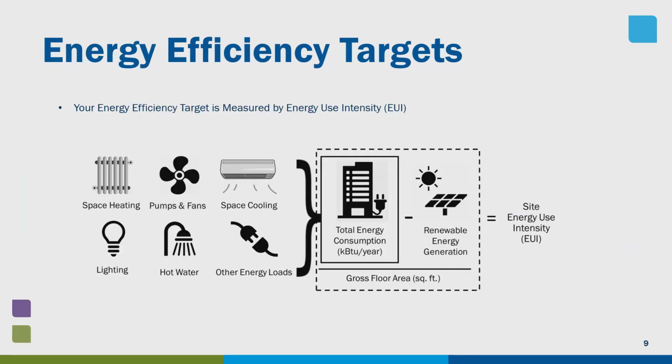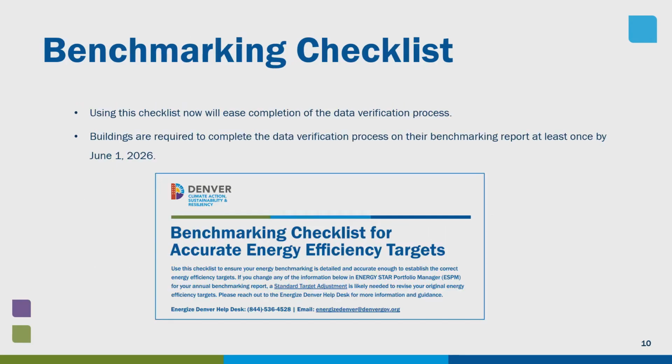Getting your energy efficiency target right is really important. Your building's energy efficiency target comes from your benchmarking reports. So if some of the data was incorrect or there wasn't enough detail in the report, your energy efficiency target is most likely wrong. The target is measured in energy use intensity, or EUI. EUI is the total energy used in the building, subtracting renewable power generation and dividing that number by the total gross floor area in square feet. We also have target adjustments for certain uses of the building, so adding details on those uses is important. Using this checklist now and correcting your information in Portfolio Manager will also ease completion of the data verification process.